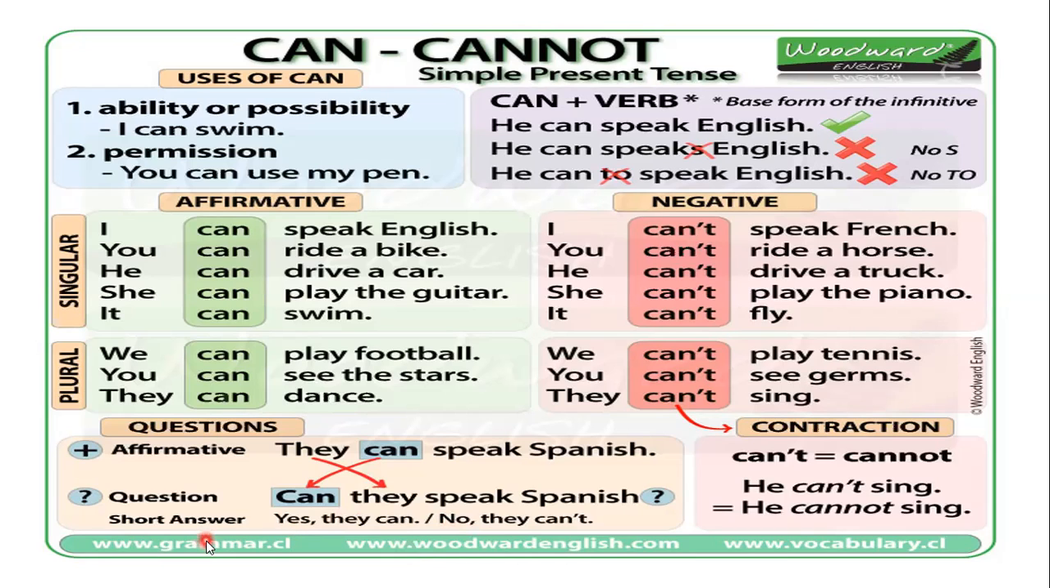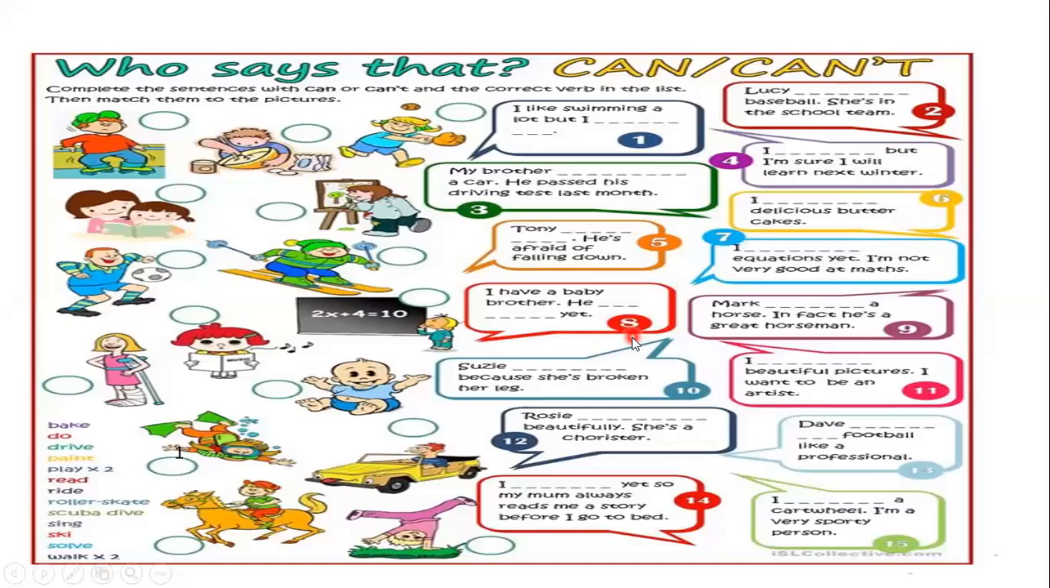And the possible answers are yes, they can, if this is an affirmative sentence, or no, they can't, if the answer is negative. Okay, here I have some other examples for you that I would like you to help me answer. So I will need 15 volunteers, so you can repeat your participation, there's no problem.